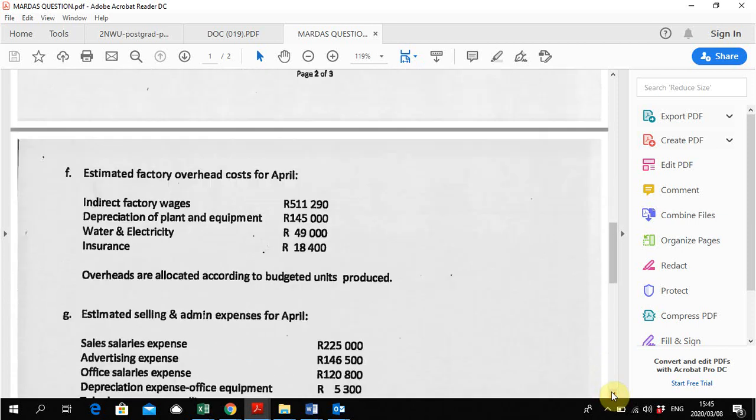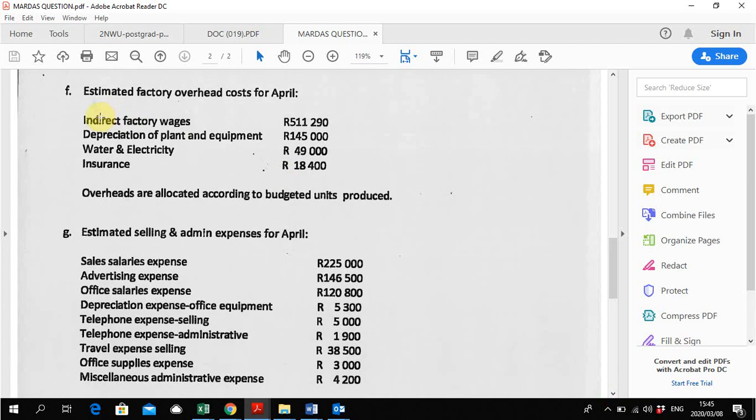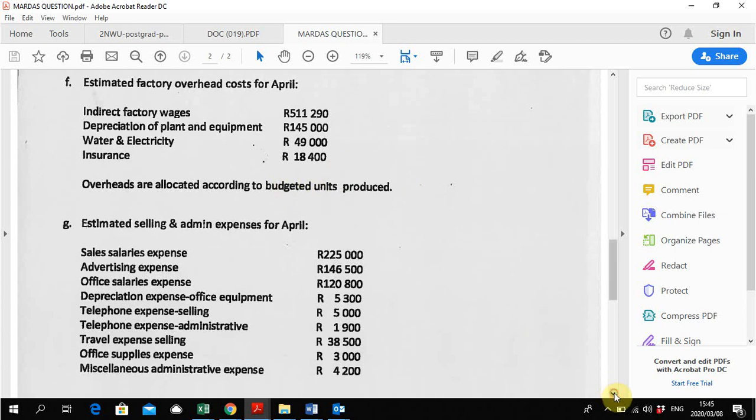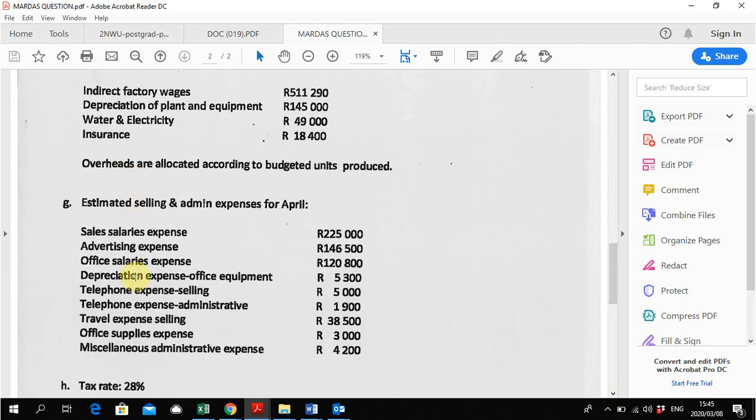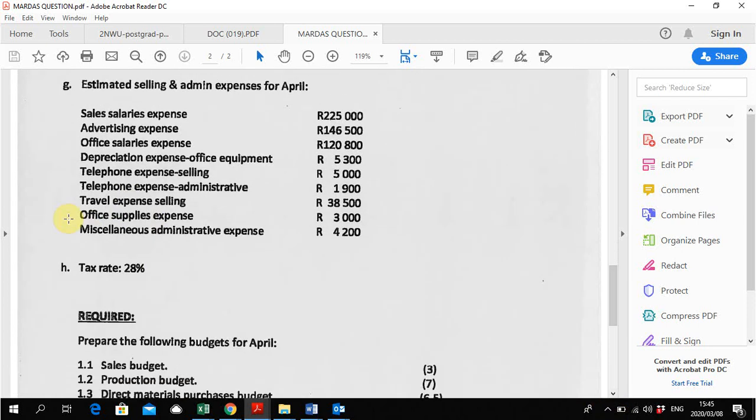Then they've given us some factory overheads: indirect wages, depreciation, water, electricity, and insurance. And we are told that the overheads need to be allocated to the product based on the units that are produced. Point number G, they've listed for you all the selling and admin expenses for your month of April. And in the final note, we are told that the rate is 28% in terms of your tax.